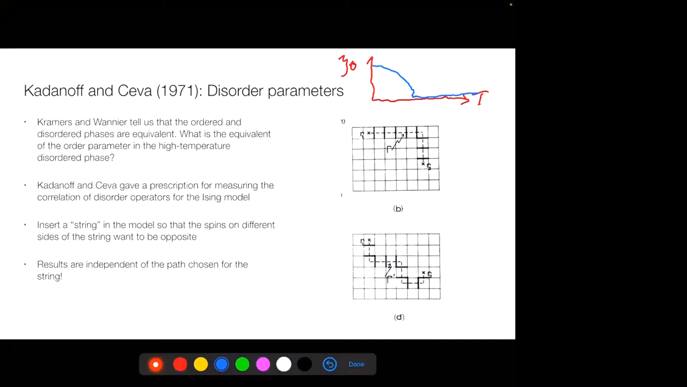Well, Kadanoff and his postdoc Siva in 1971 gave us an answer for that. They said, well, there's something else, which they called a disorder parameter. So eta is the order parameter, but they said there's a second thing that's a disorder parameter. Even though we can't see it when we look at the disordered phase, it looks like random spins to us, there's an analogous thing that is zero in the ordered phase, but non-zero in the disordered phase. So they really are dual. And they gave an algorithm, a procedure for measuring these disorder operators.